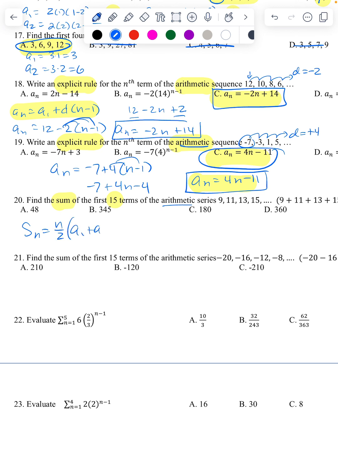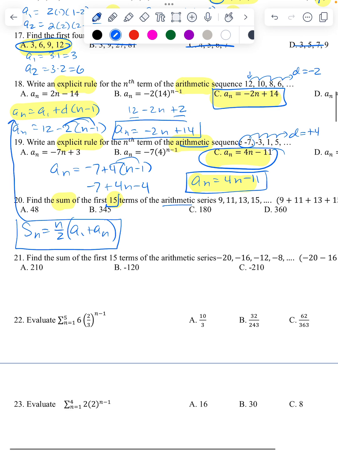First term plus last term. Now, sometimes you have to go back to this formula when you don't know everything. They're telling you that 15 is the number of terms you're adding up. So that goes here and here. That's why n is the same here and here in the formula.